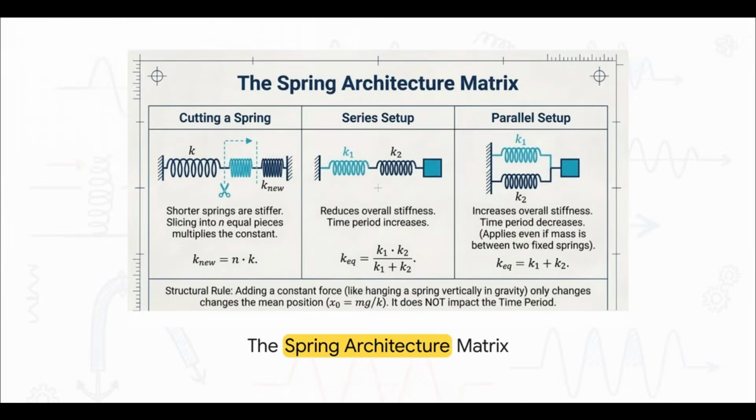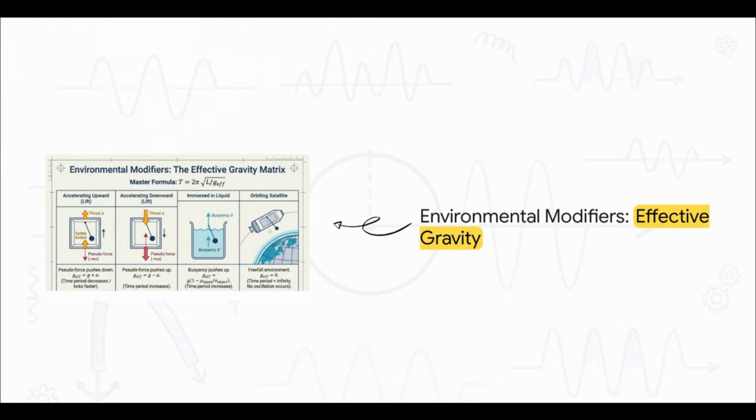Flipping back to linear systems, we can totally manipulate the spring constant K to change how our oscillator behaves. Think about the shock absorbers on a mountain bike. Actually, if you physically cut a spring in half, it gets stiffer, which multiplies its constant. If you arrange springs in a series setup, hooking them end to end, it reduces the overall stiffness, so the time period increases. But mount them in parallel, side by side, and that stiffness stacks up, drastically decreasing your time period. And hey, the environment around the oscillator matters just as much as the physical hardware.